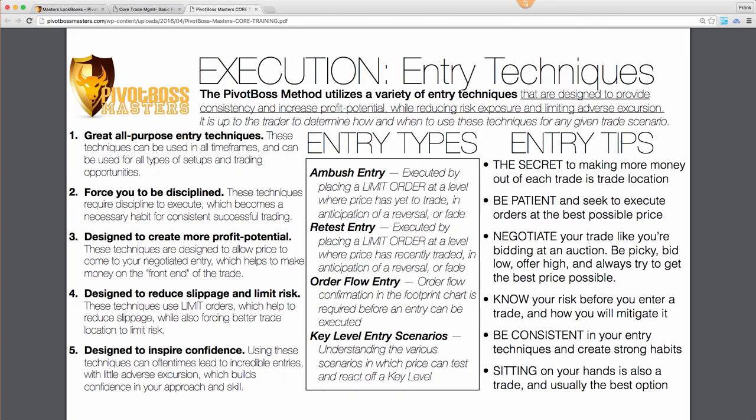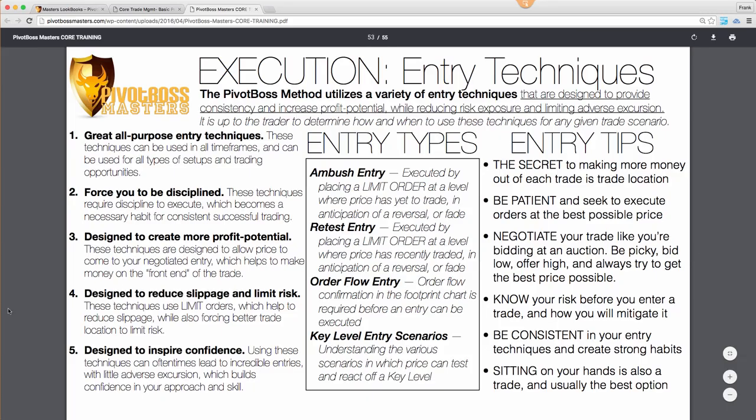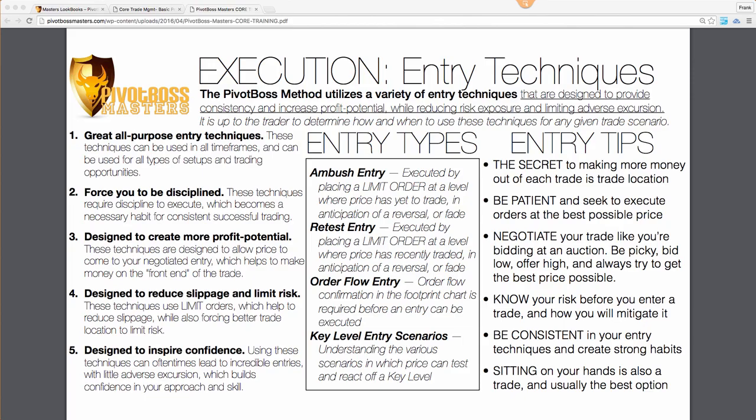We'll talk more about that soon. So the entry types, again, the ambush entry. This one is executed by placing a limit order at a level where price has yet to trade, in anticipation of a reversal or fade. I know many of you are seasoned professionals and this is old hat. Some of you are very new and green to trading, so that means nothing to you right now. Hopefully it does by now, but some of you are very experienced, some of you are not.